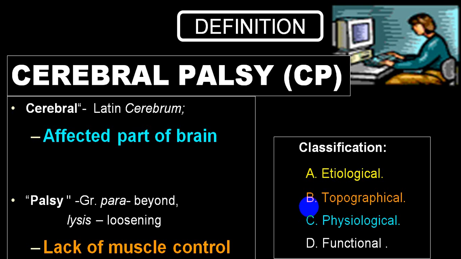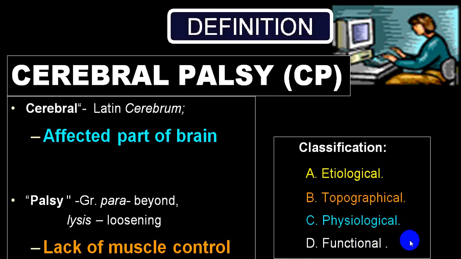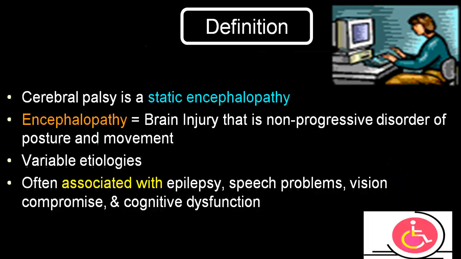And classification-wise, there are etiological, topographical, physiological and functional classifications. These are the four groups under which cerebral palsy is classified. It is a static encephalopathy. Encephalo means brain, pathy means involvement. It is the involvement of the brain which is static. It is non-progressive. So whatever damage has taken place, there is no further progress.